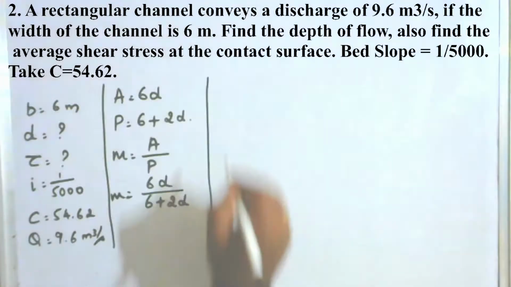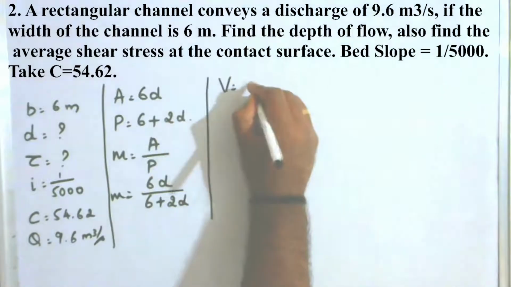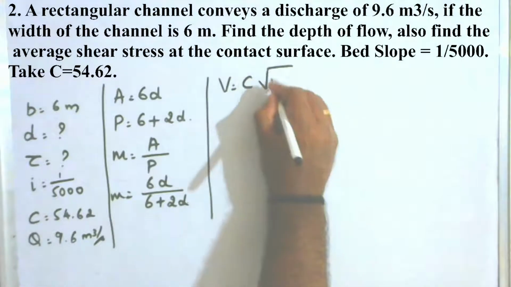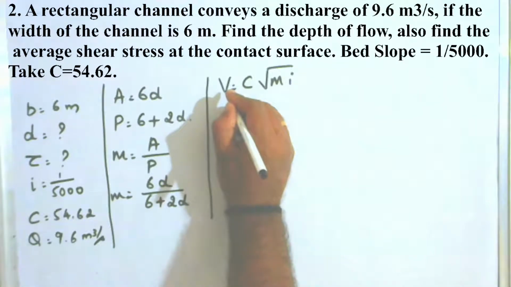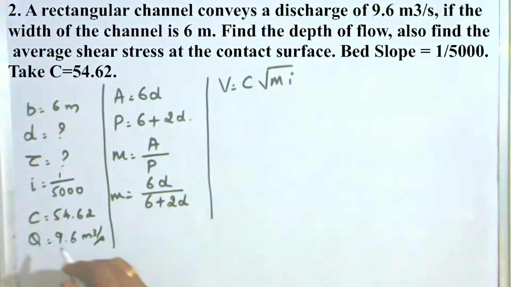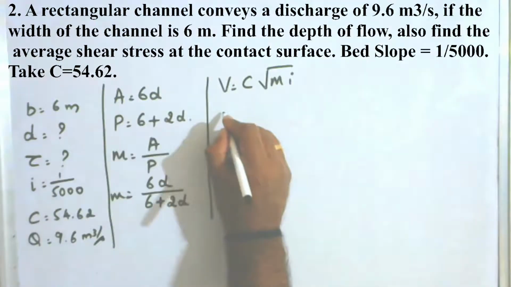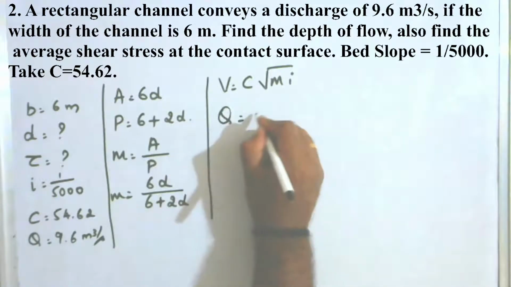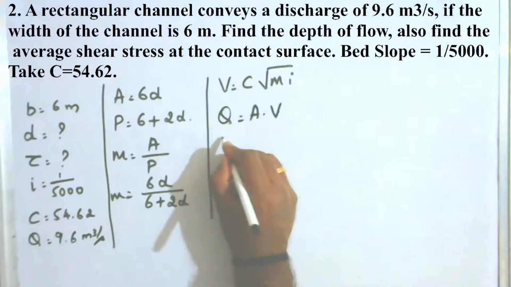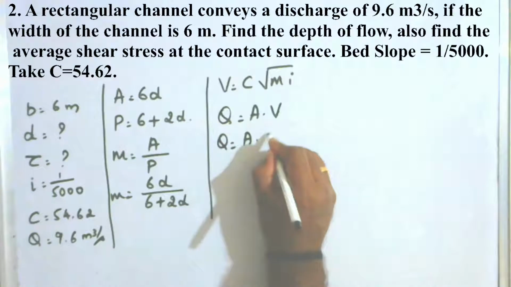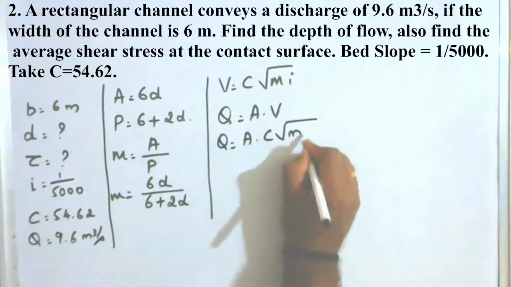Now we can write velocity V is equal to C root of M into I. Here the velocity value is not known, and also the area is not known. So what I'll do is write discharge is equal to area into the velocity. Then discharge Q is equal to area into C into root of MI.